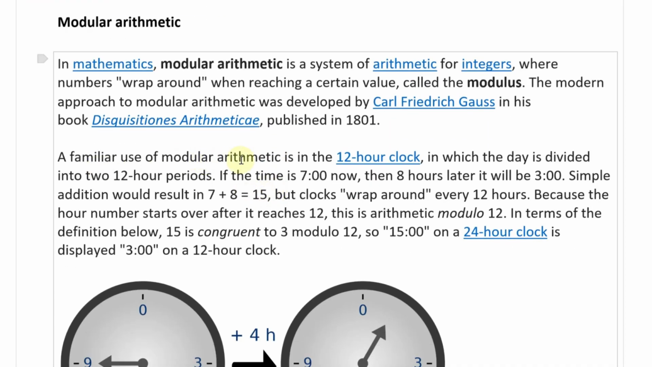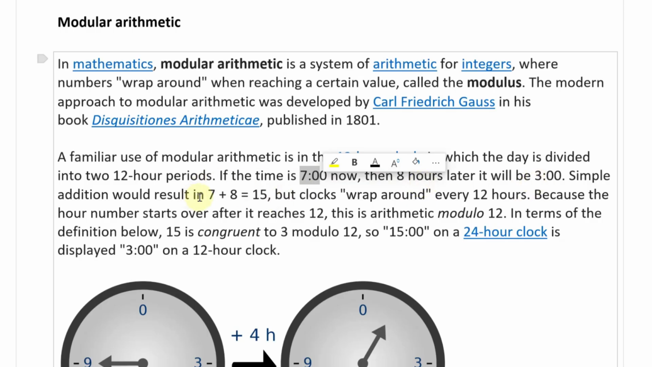A familiar use of modular arithmetic is in the 12-hour clock, in which the day is divided into two 12-hour periods. If the time is 7 o'clock now, then 8 hours later it will be 3. In other words, 7 a.m. or 7 p.m. goes to 3 a.m. or 3 p.m. If you add 8 hours to 7, to get to 12 o'clock you add 5, and then add another 3 for 8 hours.